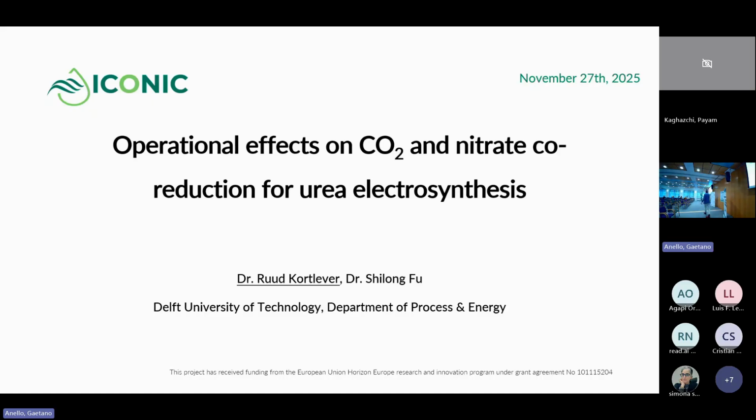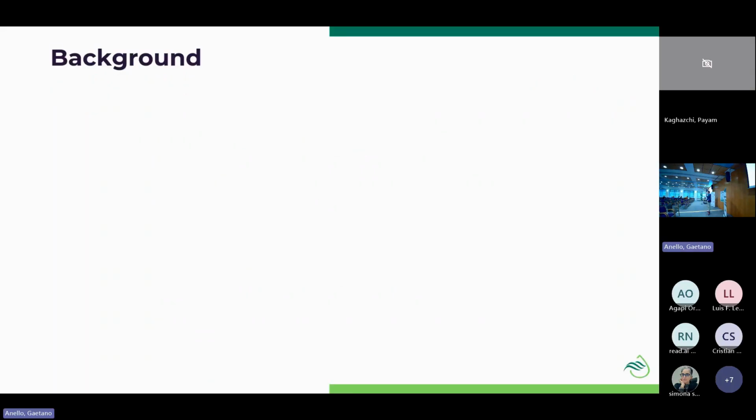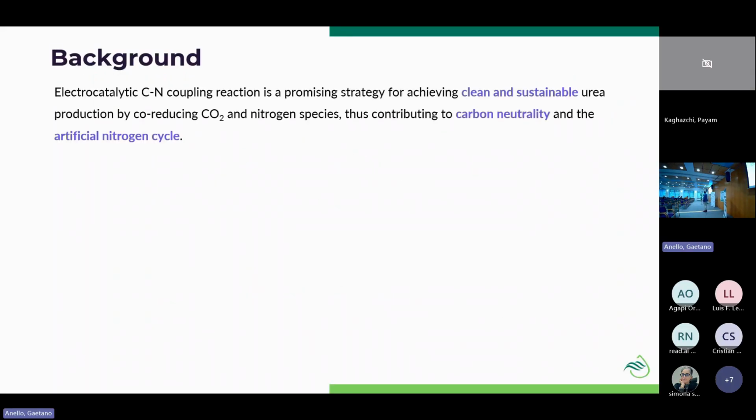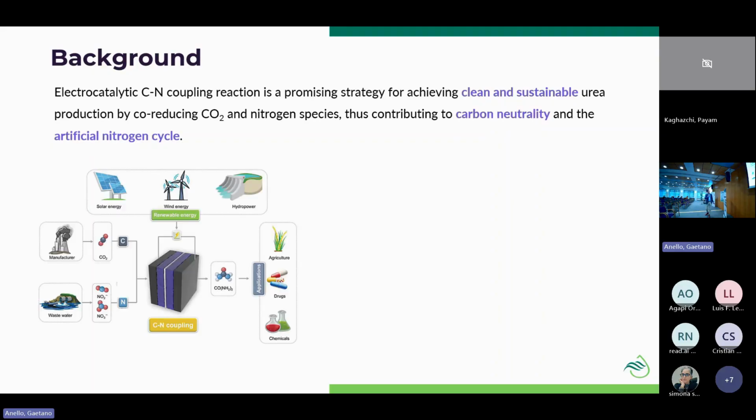All right, so we are working in the project on urea electrosynthesis, and specifically what I will talk to you about today is CO2 plus nitrate co-electroreduction to urea. So a bit about the background. This could be an alternative process to make urea as a fertilizer, basically using waste input, so waste CO2, nitrate from waste sources, and using renewable electricity to power the electrochemical conversion.